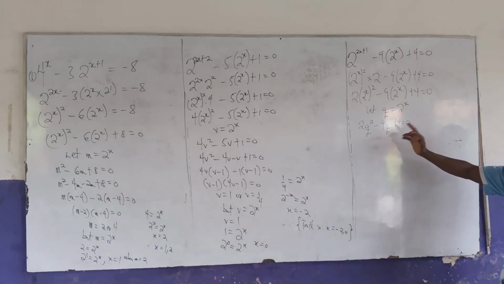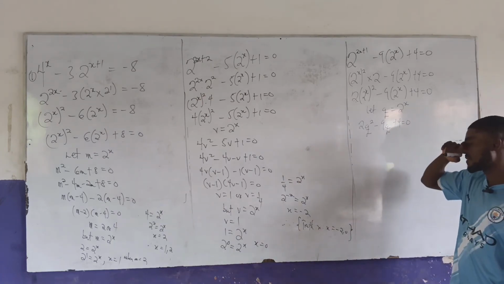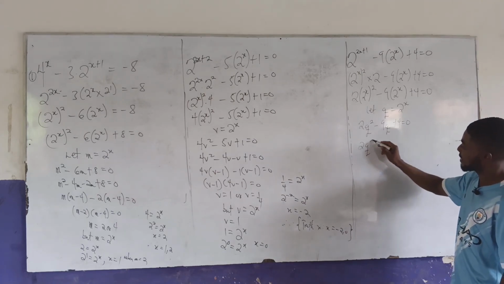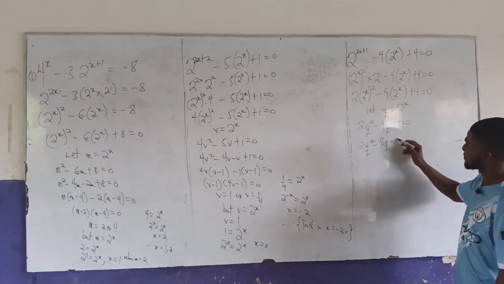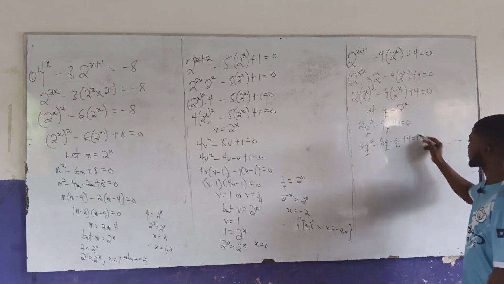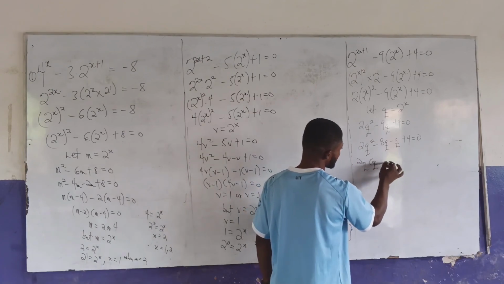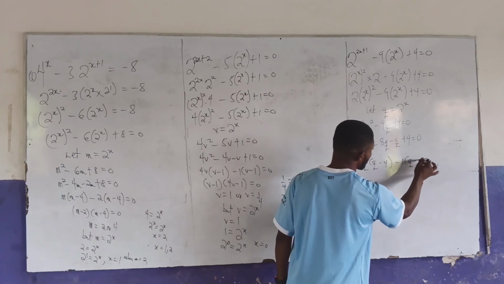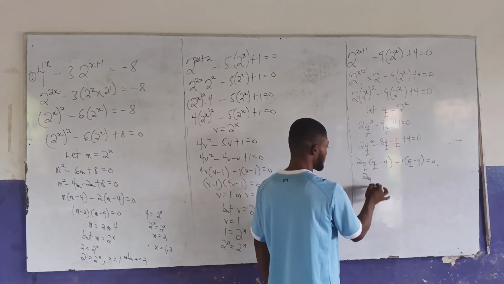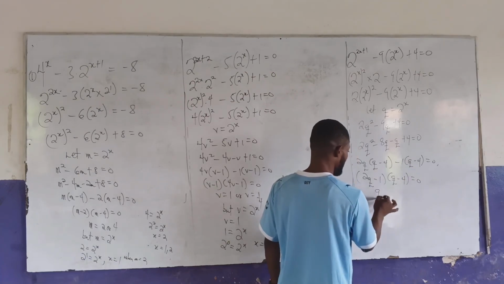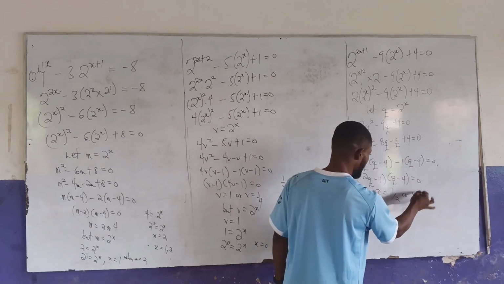Now from here, 2 times 4 gives us 8. Looking out for two factors such that when we multiply we get 8, but when we add we get minus 9. That should be minus 1 minus 8. So 2k squared minus 8k minus k plus 4 is equal to 0. 2k is common. What is left? k minus 4. Minus 1 is common. k minus 4 is left. 2k minus 1, k minus 4 is equal to 0. k is equal to 1 on 2 or 4.